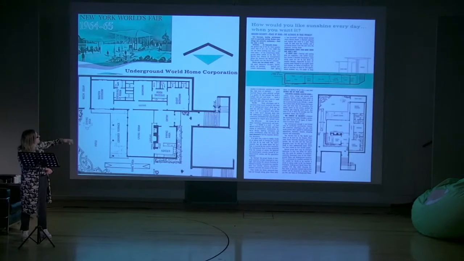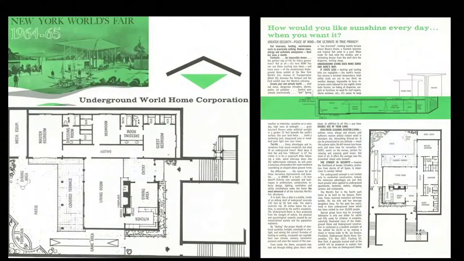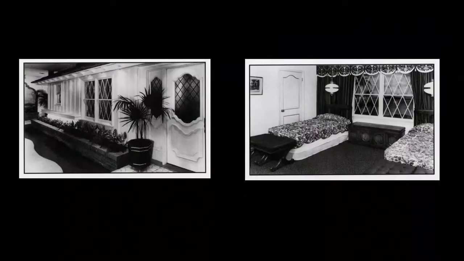So here is the underground pavilion at the fair, and you go down, you see, into this underground house. How would you like to have sunshine every day? So the control of the weather is so extreme that not only you have constant temperature, but you can also control whether you have sunshine or you have rain, depending on your mood, etc. Since the house is very tacky, here are some of the pictures.